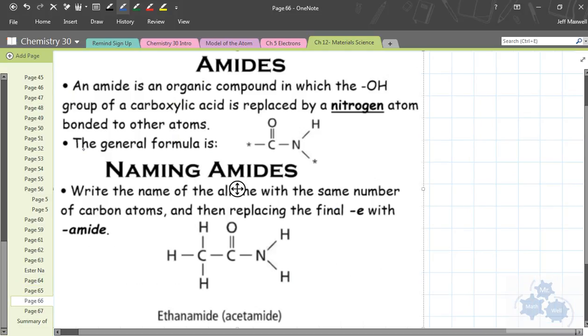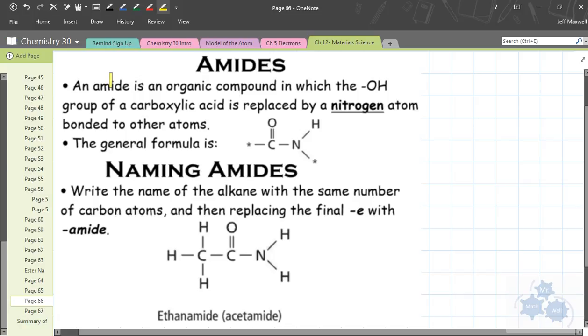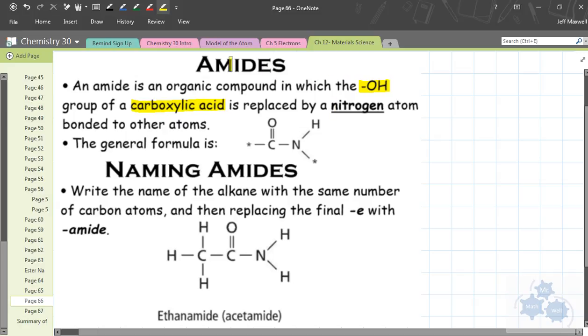All right, amides is our next group that we're going to study, and I believe this is the last one that we're going to study in this section. Amides are organic compounds in which the OH group, the hydroxyl group of the carboxylic acid, so as we mentioned, amides and esters come from carboxylic acids, the O and the H are replaced by a nitrogen atom bonded to something else. So the big thing is, amines was nitrogen, right? Amides, still nitrogen.